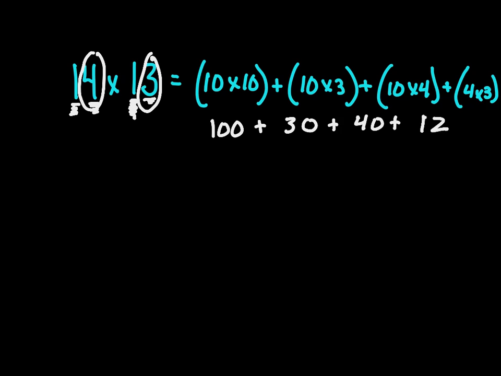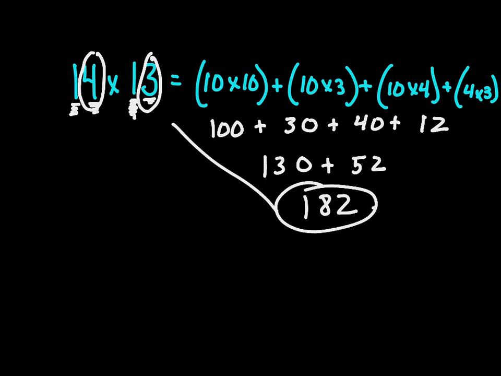And then there's our partial products, and we can add them up for our funnel. 100 plus 30 is 130, plus 40 plus 12 is 52. 130 plus 52 is 182. And there's our product to our funnel.